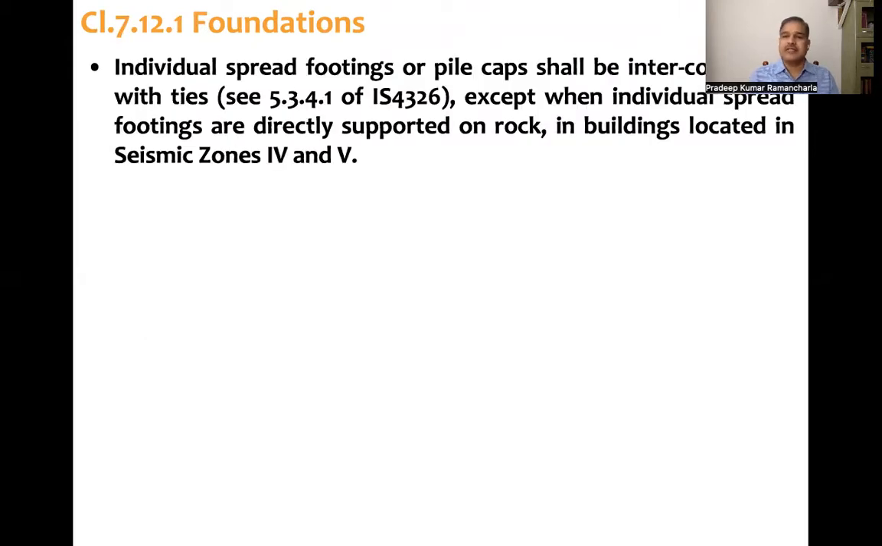Then coming to the next clause, individual spread footings or pile caps shall be interconnected with ties, except when individual spread footings are directly supported on rock in buildings located in seismic zone 4 and 5. The first one was for all zones, second was for zone 3, 4, 5, and now some more restrictions in zone 4 and zone 5. What is that? Individual spread footing, if it is directly resting on rock, it is fine. Or pile caps, if they are interconnected, it is fine. Otherwise, if they are not connected, that is not suggested by the code.